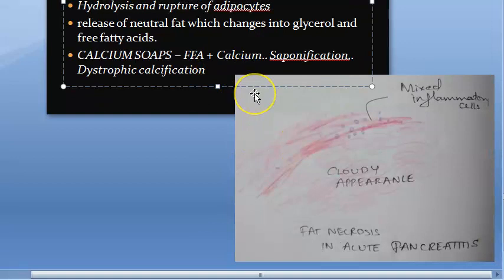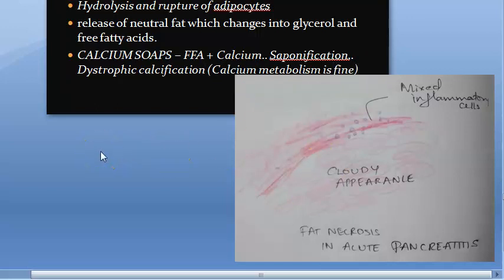Because here the calcium metabolism is fine, correct? Calcium metabolism is fine. Only at specific local areas there is calcification. That is because of a problem in that area. Like in this case, there is fat necrosis.